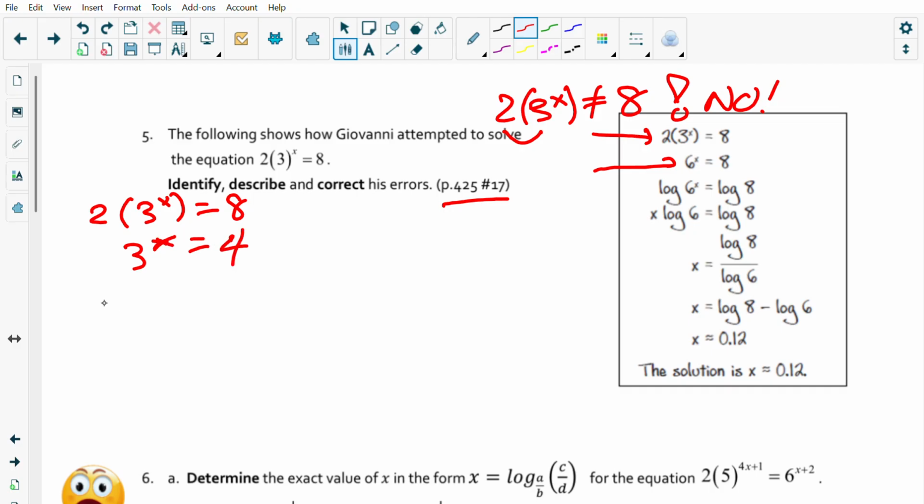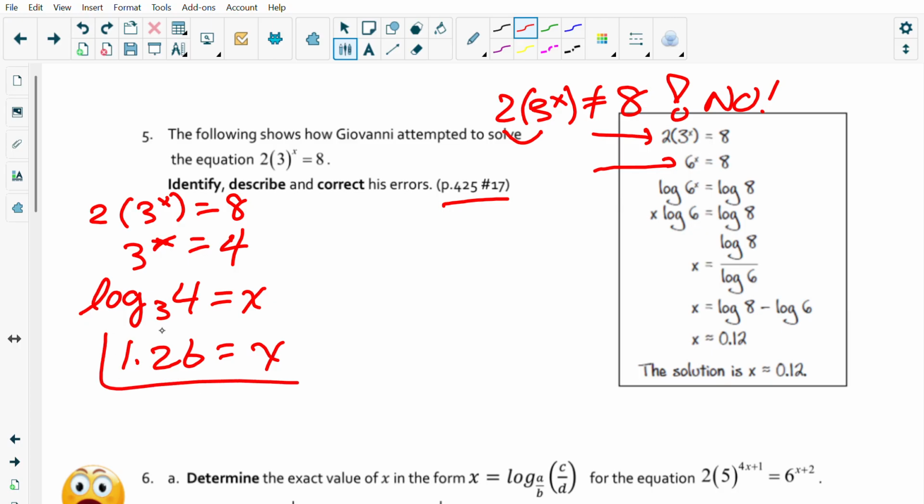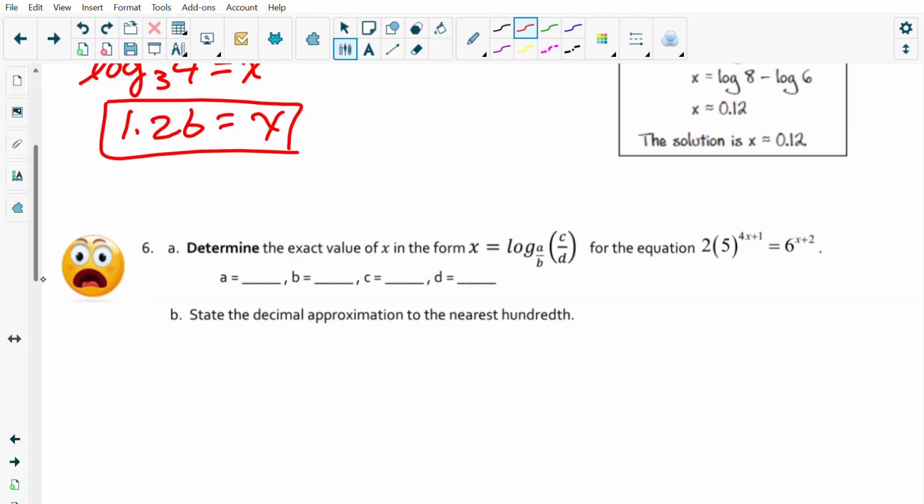Let's do this. I'm going to divide both sides by 2. I have 3 to the x equals 4. Convert to logs. So that is log base 3 of 4 equals x. Okay, and then rounded to the nearest hundredth, 1.26 equals x.